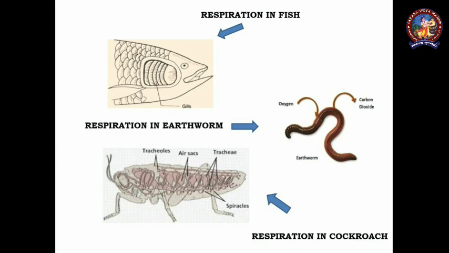This oxygen is then transported to all the cells of the earthworm by its blood, where it is used in respiration. And the carbon dioxide produced during this process is carried back by the blood and expelled from the body of the earthworm through its skin. But insects like cockroaches breathe through spiracles.